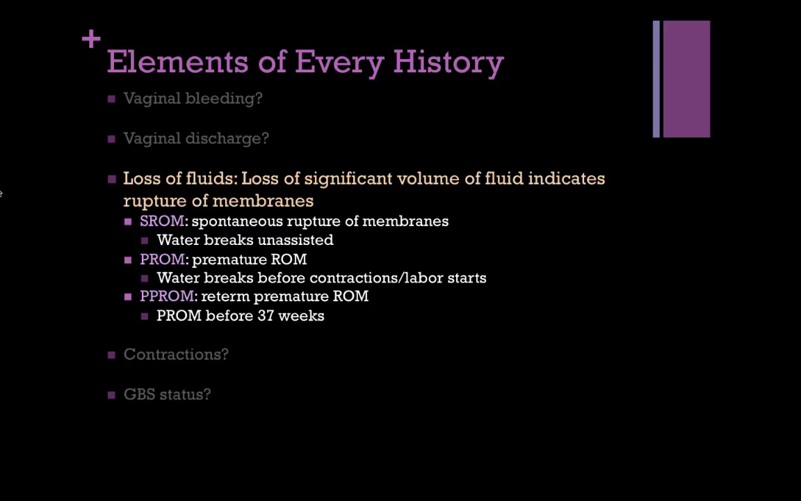Now, PPROM is called preterm premature rupture of membranes, and this is when PROM occurs before 37 weeks of pregnancy, so the baby is still preterm. And so this is when it gets confusing, because it's preterm, premature before contractions start, rupture of membranes.